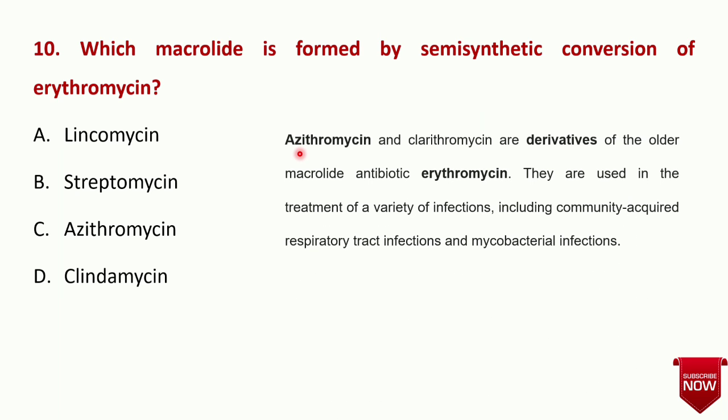So here we can observe azithromycin and clarithromycin. These two macrolides are derivatives of the older macrolide, erythromycin, and the remaining are not formed from erythromycin. They are used in the treatment of a variety of infections, including community acquired respiratory tract infections and mycobacterial infections, mostly using azithromycin and clarithromycin or erythromycin. So the answer is azithromycin.